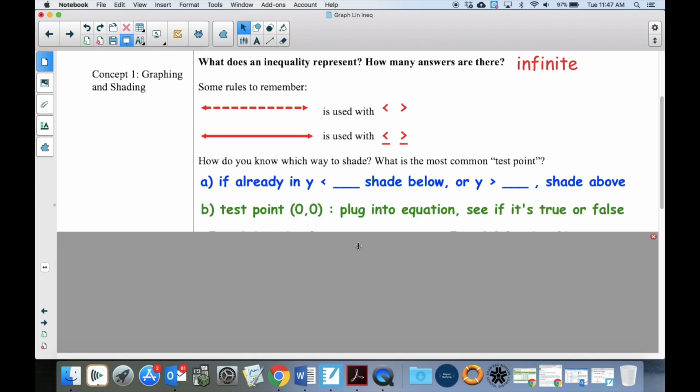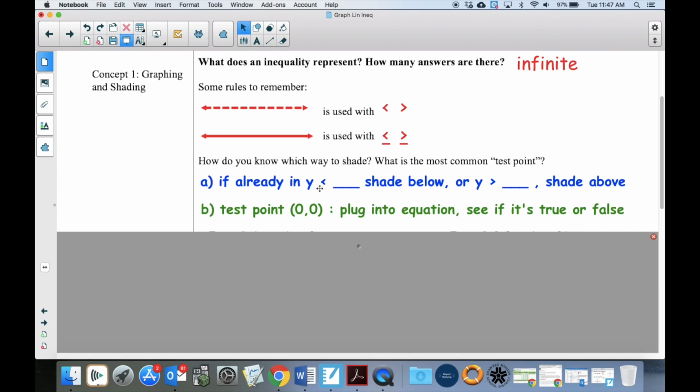Okay, how do you know which way to shade? And then also, what is the most common test point? There are two ways to shade these lines. One is if it's already in y is less than, then you would shade below it. Or if it's already in y is greater than, you would shade above it. Notice, we're talking about below and above. We are not talking about left and right, because if you think about it, the y-axis tells us the up and down values. So shading below or shading above.